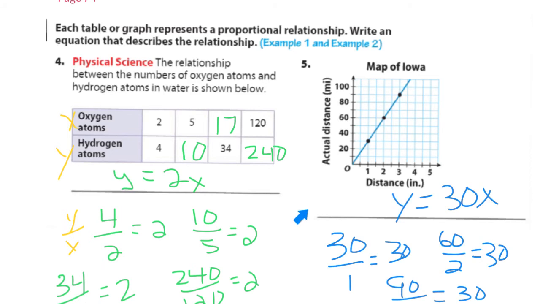For problem number 5, I simply took these ordered pairs, these points, and made them into fractions. So 1 is x, 30 is y, so y over x equals 30. 2 is x, 60 is y, so 60 over 2 is 30. 3 is x, y is 90. 90 divided by 3 is 30. So 30 is my constant of proportionality. y equals 30x.